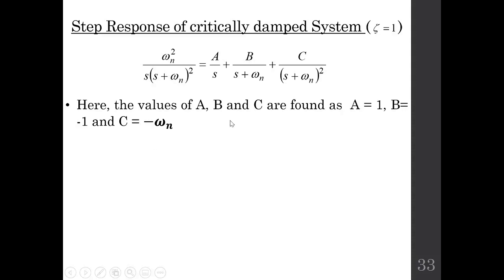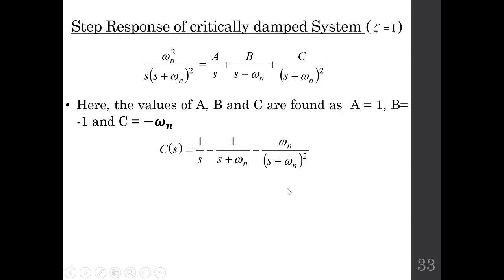By doing this, we have found A equal to 1, B equal to minus 1 and C equal to minus omega_n. You can solve this by yourselves to find out these values of A, B and C. Now putting the values of A, B and C, we can write this equation as 1/s - 1/(s + omega_n) - omega_n/(s + omega_n)^2.